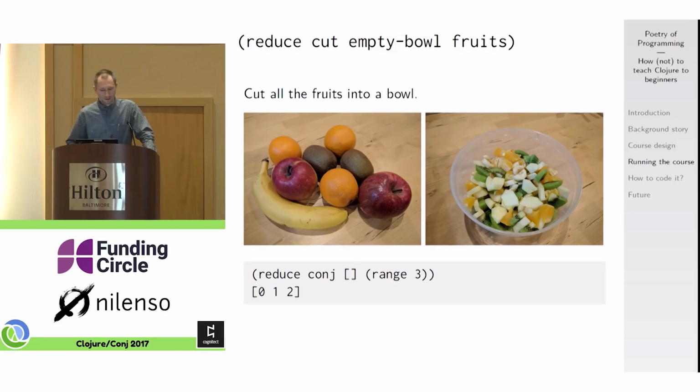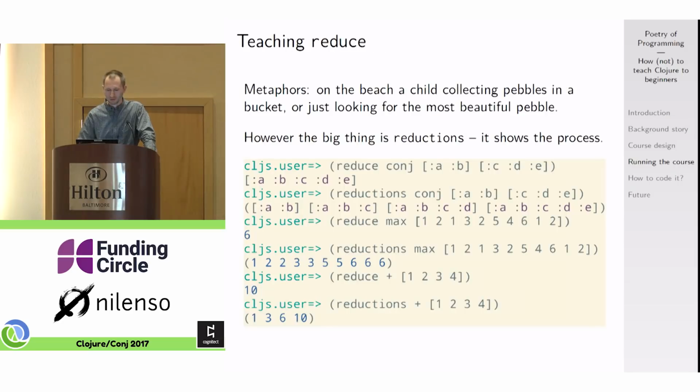And then I introduced reduce as well. Again, the concrete, the fruit salad, next to the reduced collection, the abstract and the concrete example together. But I need to talk about reduce a bit more. We have nice metaphors available. You know, the child on the beach collecting pebbles in a bucket, or just looking for the most beautiful pebble.